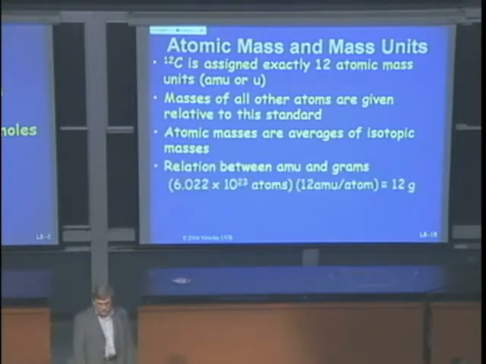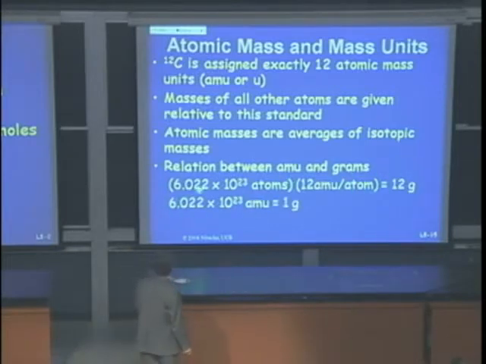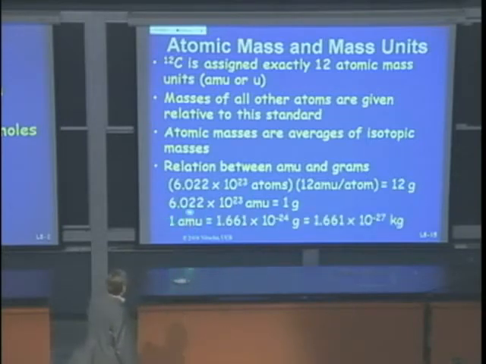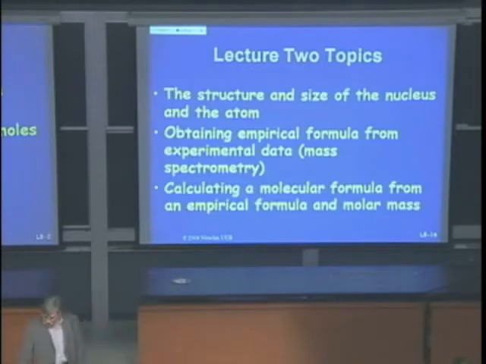And the relationship between AMU and grams, we already said this, is 6.022 times 10 to the 23 atoms times 12 AMU per atom is 12 grams. So this would be 1 gram, and 1 AMU is 1.66 times 10 to the minus 27 kilograms. It's a very small number. That's why we call it an AMU, a U. You don't want to always write 1.66 times 10 to the minus 27 kilograms. All right?